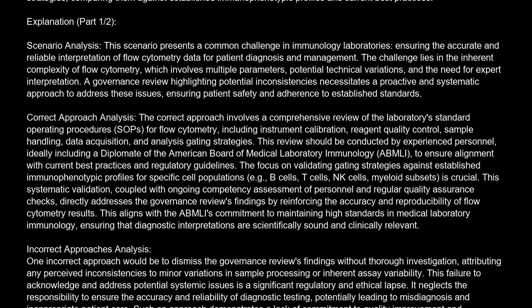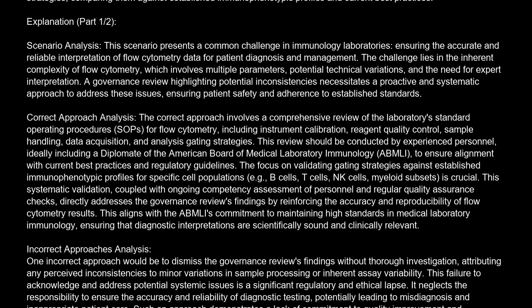Explanation. Scenario analysis. This scenario presents a common challenge in immunology laboratories, ensuring the accurate and reliable interpretation of flow cytometry data for patient diagnosis and management. The challenge lies in the inherent complexity of flow cytometry, which involves multiple parameters, potential technical variations, and the need for expert interpretation. A governance review highlighting potential inconsistencies necessitates a proactive and systematic approach to address these issues, ensuring patient safety and adherence to established standards.